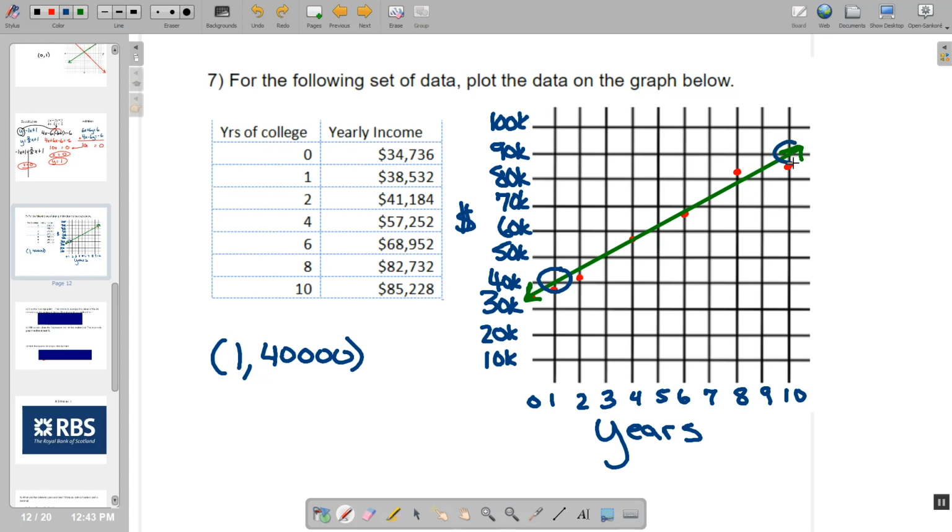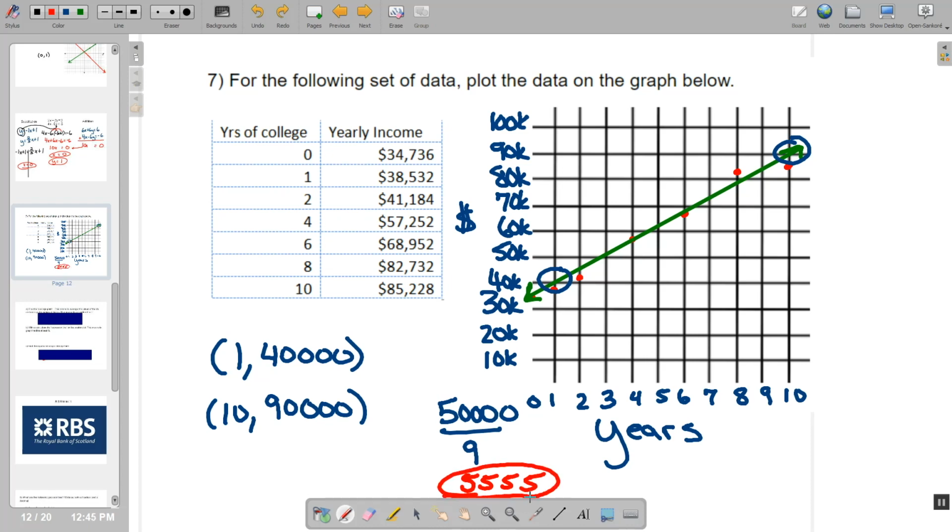And there's a really good one right there, which is 10, 90,000. From here, I just do rise over run, which ends up giving me about 5,000 divided by 9, or sorry, 50,000 divided by 9, which we type into our calculator, and we get about 5,555. So there's a lot of rounding that you can do here, but that is our slope.